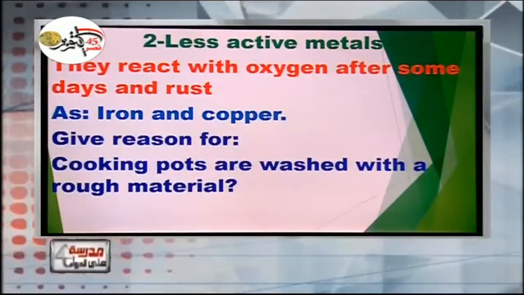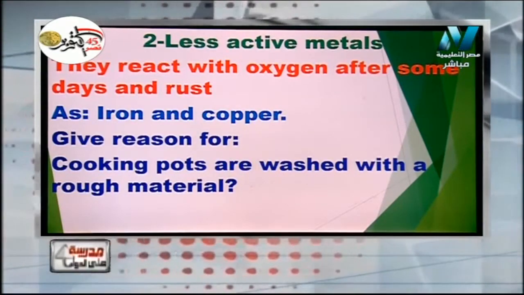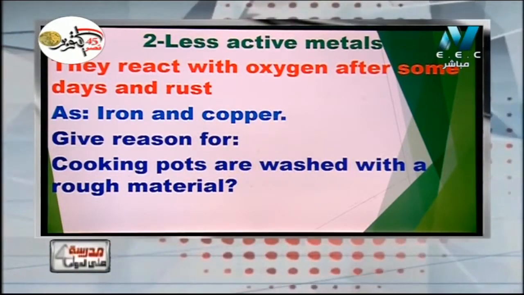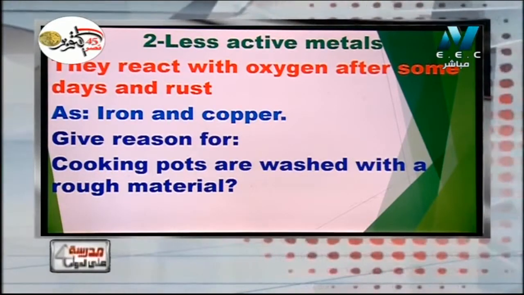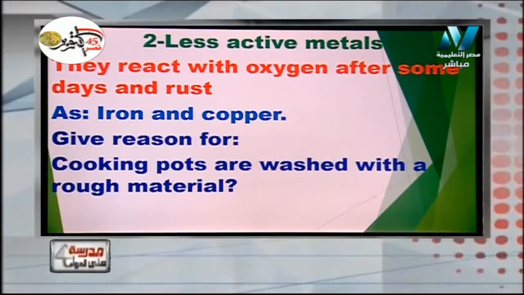So we can't leave iron in the atmosphere without covering it. But how can we cover iron? We can cover iron by plating it, by painting it with nickel, with a silver layer to protect it from reacting with oxygen, to protect iron from rust. So sometimes we see lamp posts on the roads painted with what? With silver or with a nickel layer. Why? To protect iron from rust, from reacting with oxygen.